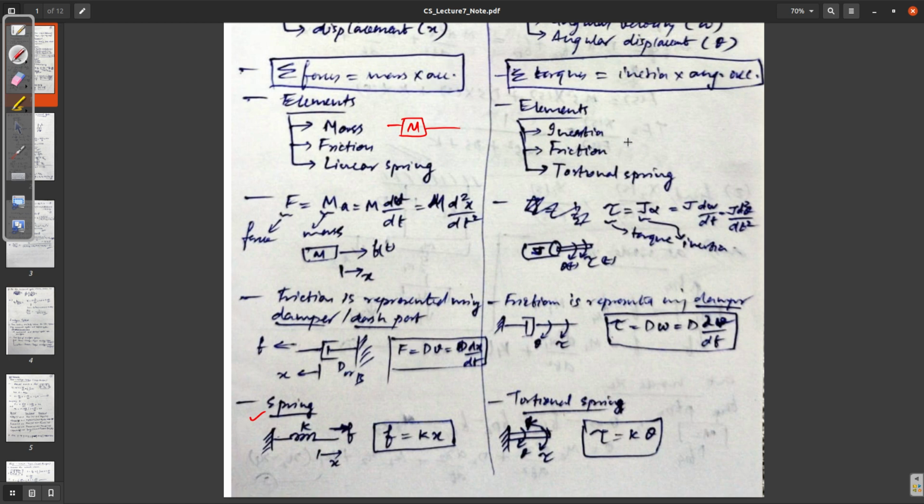And when we come to the rotational system, we have tau equal to j alpha, where tau is the torque, j is the inertia, and alpha is the angular acceleration. Similar to the damper in the translational system, we have a damper in the rotational system also. Here also it is tau equal to d omega. It is very much analogous. And for a torsional spring, we have tau equal to k theta, where theta is the angular displacement.